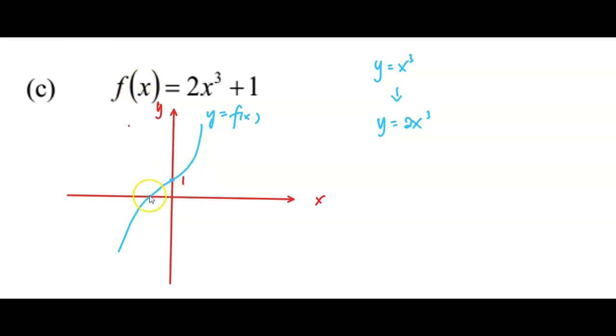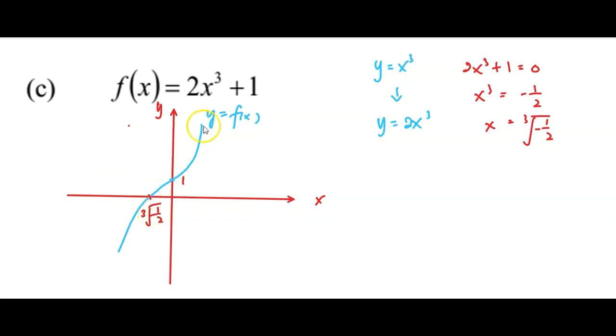And if you want to know where this graph crosses the x-axis, you can just substitute y equals 0. You get 2x cubed plus 1 equals 0. x cubed will be equal to negative 1 over 2. So x will be equal to the cube root of negative 1 over 2. You can just label this point as the cube root of negative 1 over 2.